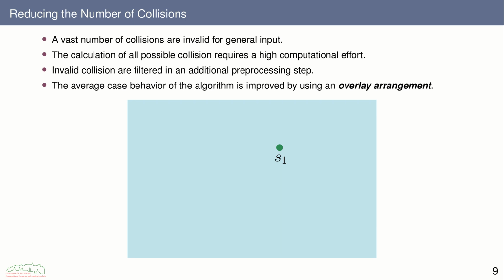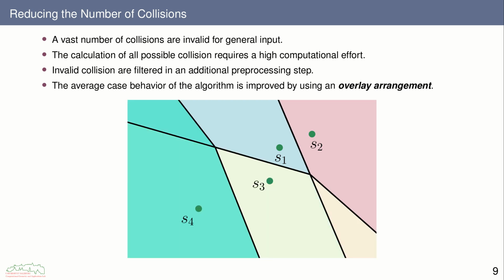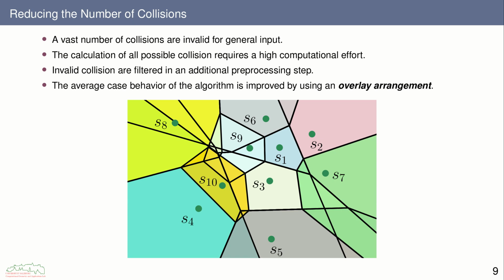The overlay arrangement itself is generated by incrementally constructing the unweighted Voronoi diagram of our input set S, in which the sites are inserted in the order of decreasing weight. Therefore, we first of all insert the highest weighted site S1, whose corresponding region occupies the entire plane. Whenever we insert a new site, we do not remove previously inserted edges. And we continue this process until we have inserted the lowest weighted site S10 and are finished constructing our overlay arrangement.